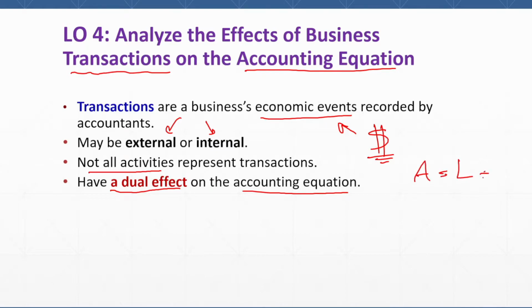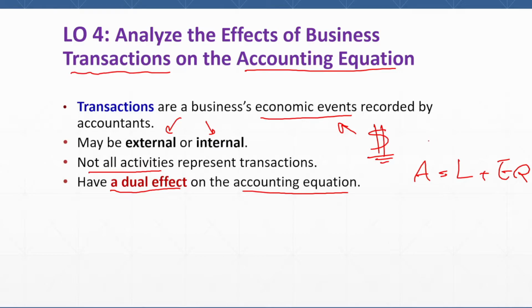If this is our accounting equation again, if a transaction reduces our assets, there should be another effect somewhere. Maybe our liabilities are also reduced, or maybe our equity is also reduced, or maybe we have another increase within the asset group. There should be at least two effects on our accounting equation.